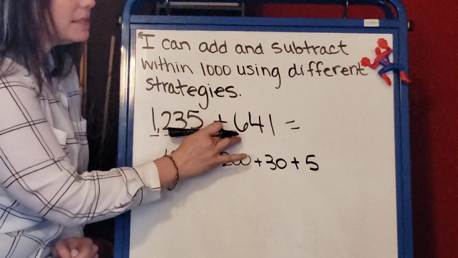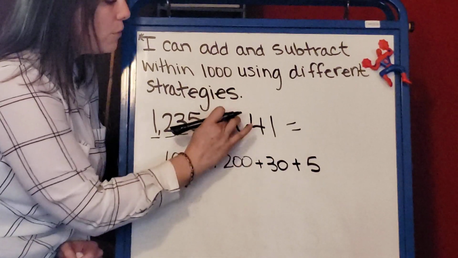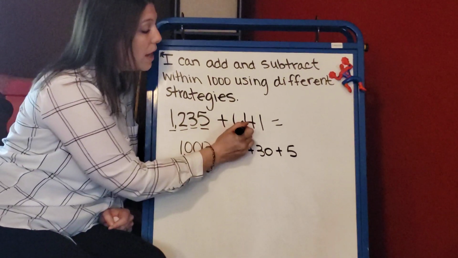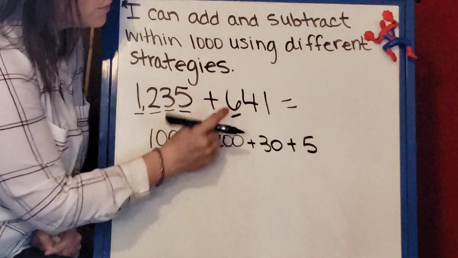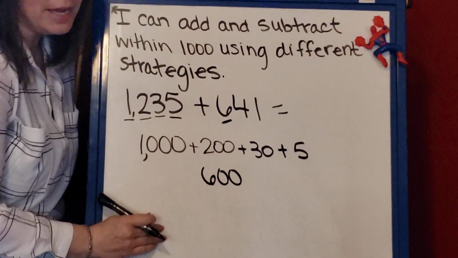Now I need to take my second number and line it up perfectly. Now guys, this is 641. There's nothing in the thousands place, so when I line this up, I need to make sure that I start in the hundreds. So I know this 6 represents 600. I want to make sure I put that right in my hundreds place.